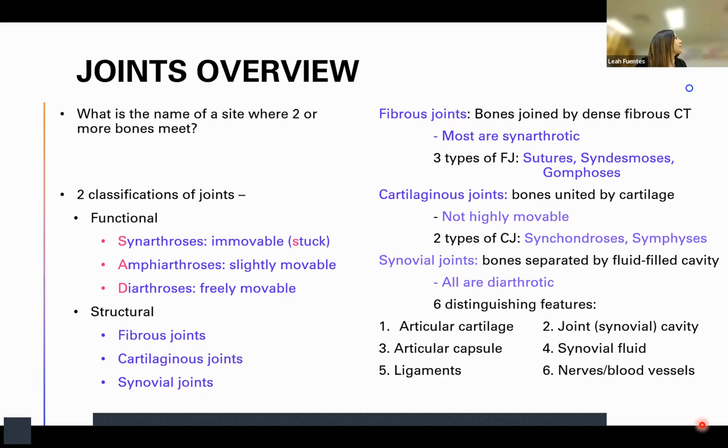Is that referring to a specific type of joint? No, just overall, it would be a joint or an articulation. Yeah. So overall, where 2 or more bones meet is a joint.